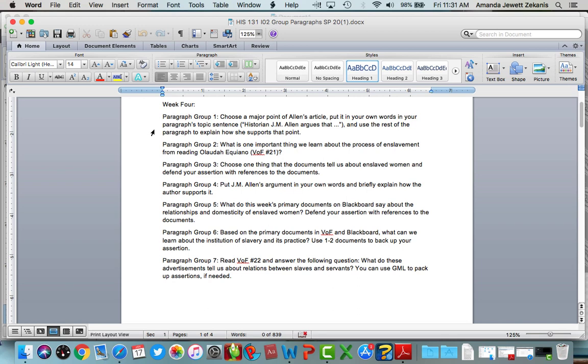So let's see. The same kind of thing with paragraph group two. What is one important thing we learn about the process of enslavement from reading Olaudah Equiano, which is Voices of Freedom 21? So you would say, "One important thing we learned about the process of enslavement from reading Olaudah Equiano is..." That's your topic sentence. And then you use the rest of that paragraph to expand on that and explain how and why that is important and what that tells us about the process of enslavement.